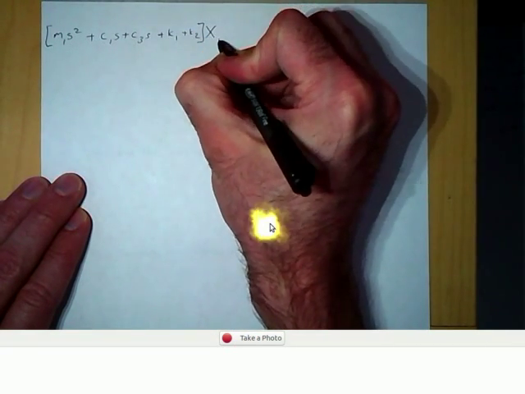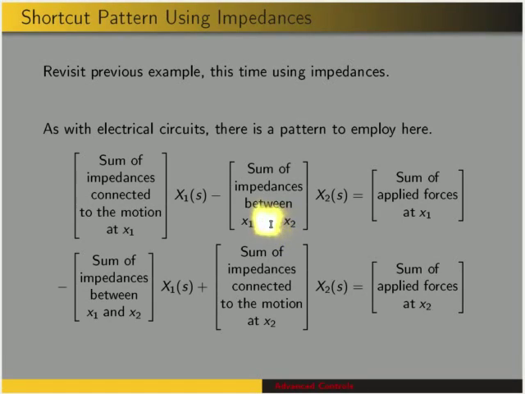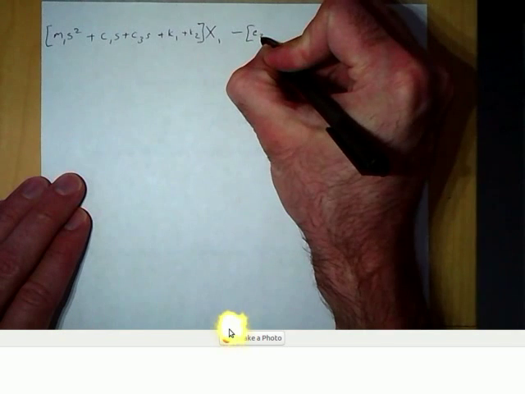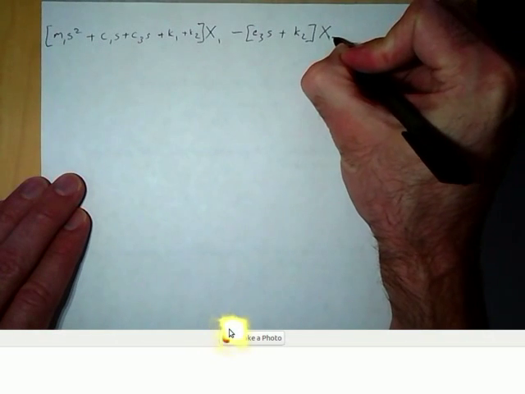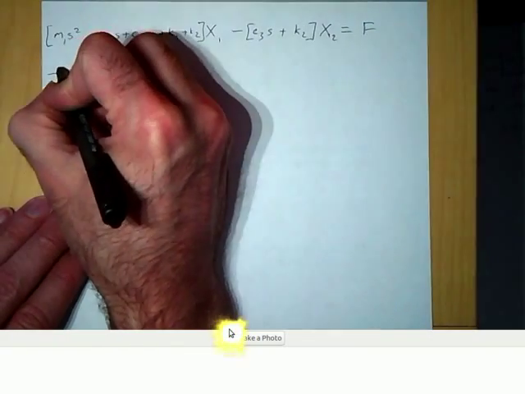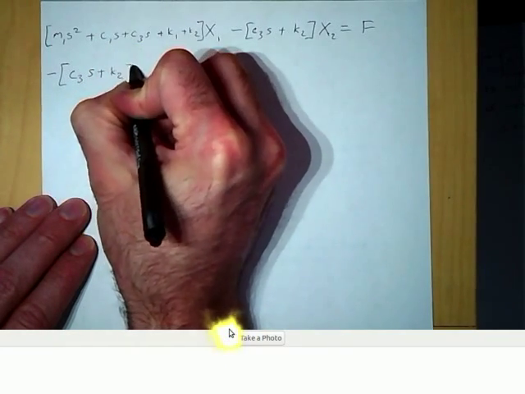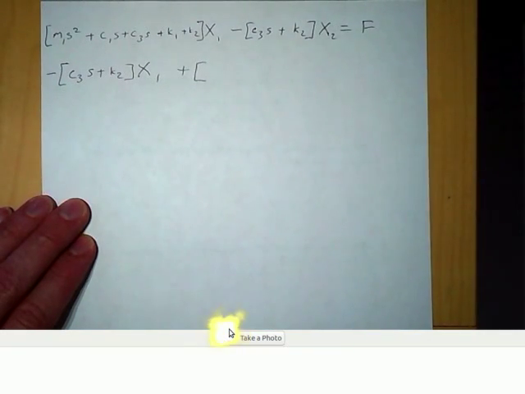And so that's multiplied by x1, minus the sum of the impedances between x1 and x2. So we have c3 and k2 between x1 and x2. Minus c3s plus k2, and that's times x2, and that's equal to the sum of the applied forces, so F. And now we have minus the sum of the impedances between them, and it's the same as this term, so c3s plus k2 times x1, plus the sum of the impedances connected to the motion at x2.